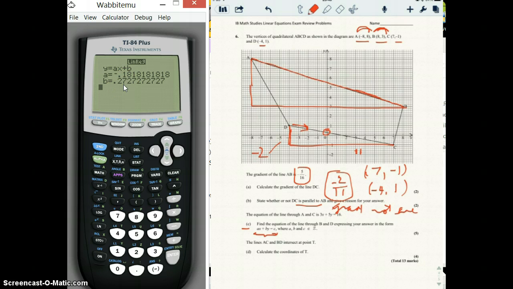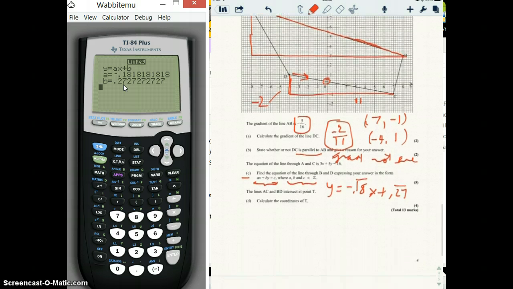So we're going to have y equals negative 0.18 repeating x plus 0.27 repeating. That's pretty messy. Okay, and look at this. They want a, b, and c to be integers, which makes it a little more complicated. Now, how can we figure out what 0.18 and 0.27 are in fractions? The easiest way to do that is we put the calculator in fraction mode.